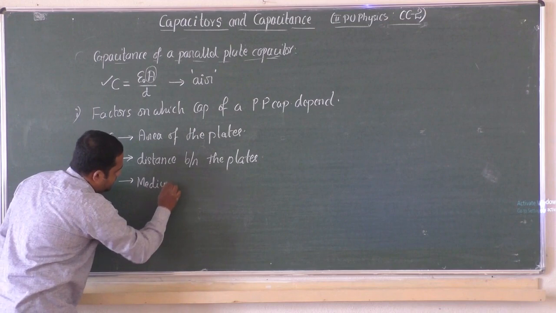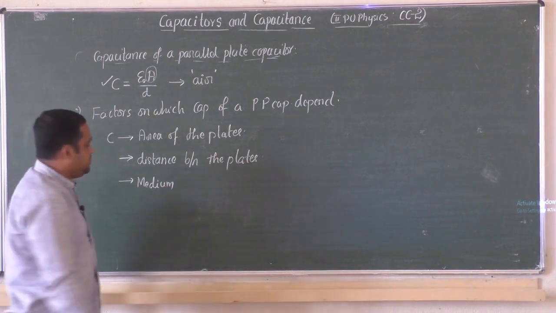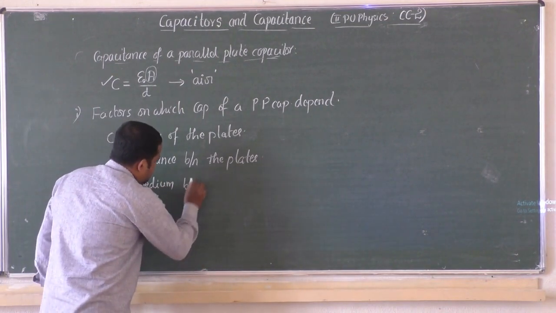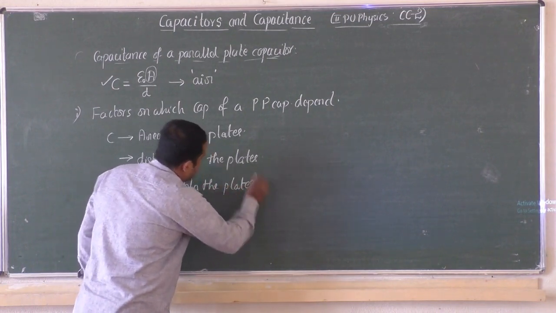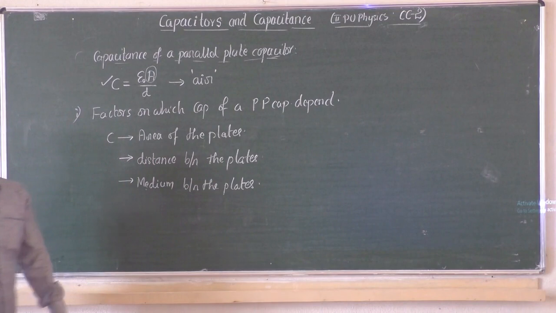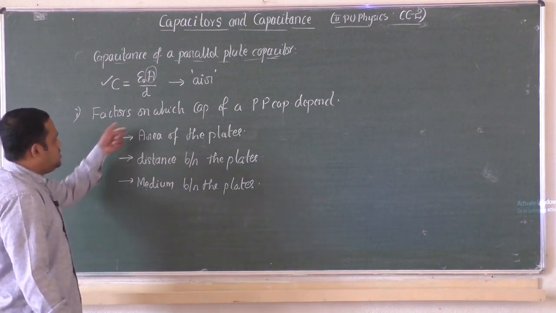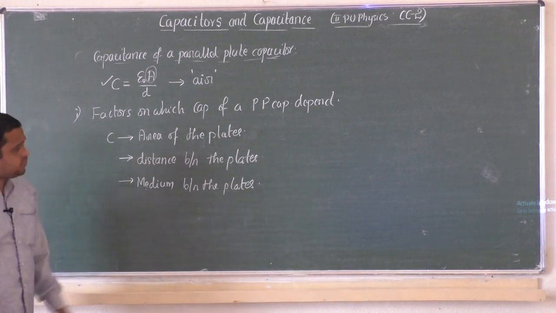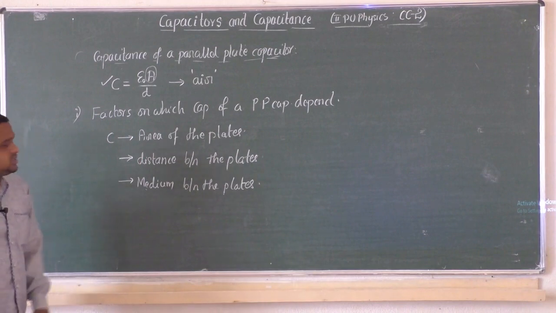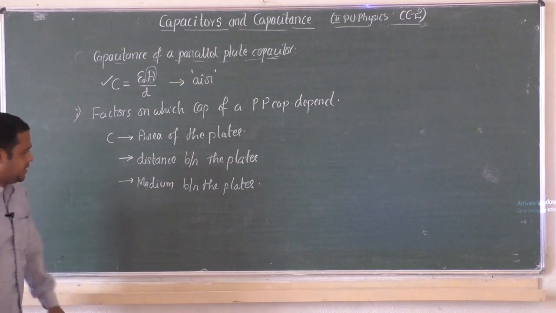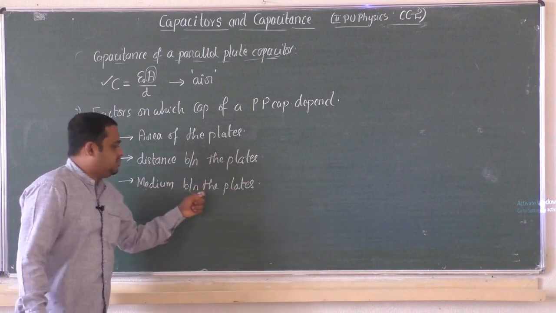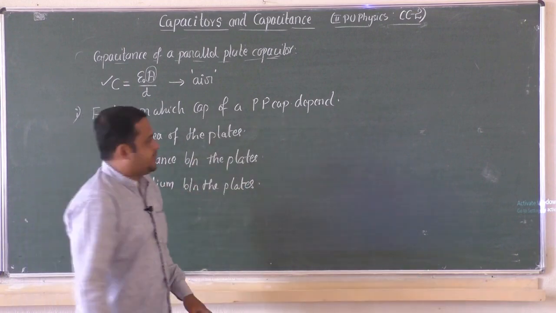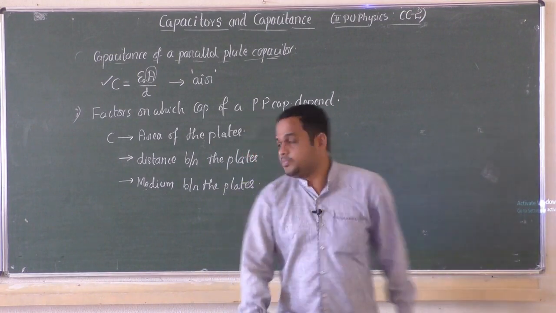Capacitance of a parallel plate capacitor depends on the medium between the plates of the capacitor. The dielectric medium, actually it is dielectric medium between the plates of capacitor. On these 3 factors, capacitance of a parallel plate capacitor depends: area of the plates, distance between the plates, and medium between the plates of capacitor. These 3 are the factors.